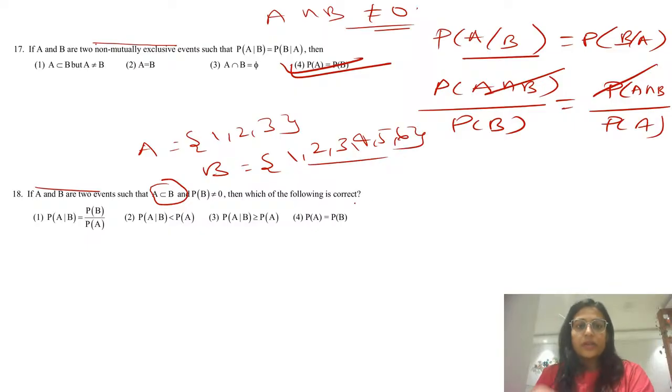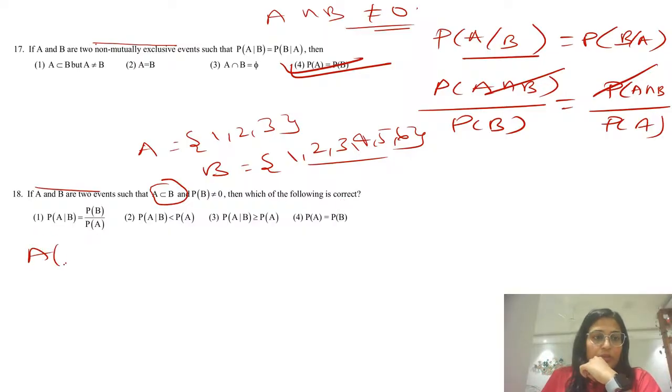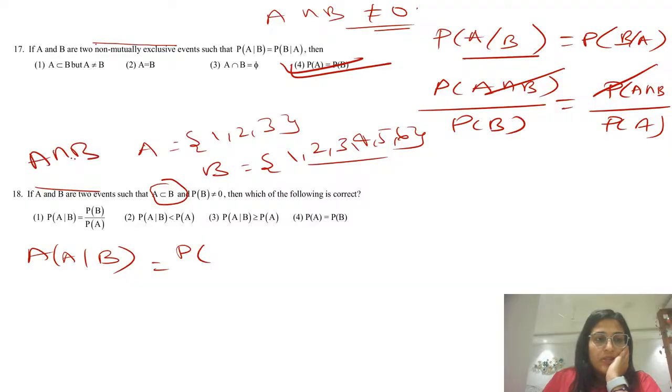Which of the following is correct? Okay. So the conditional probability will be P of what is the intersection here? A intersection B. It is definitely A because A is a subset. All elements of A are here. So it's A. We can write probability of A divided by probability of B.